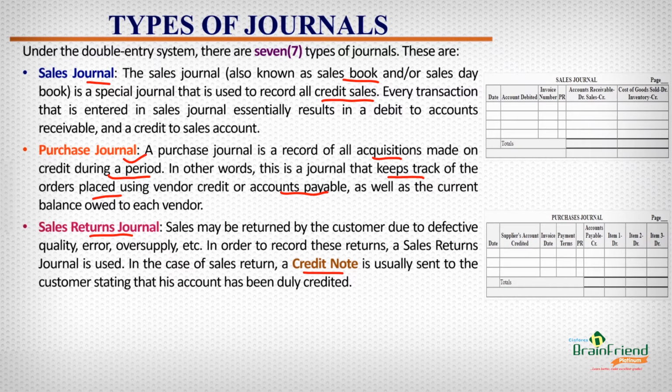And a typical example of the sales journal we talked about is this. You could see your date, the accounts debited, the invoice number, and then you also have the accounts receivable, and then you have the cost of goods sold, then you have your total. Then we also have your purchase journal, which also has the supplier's accounts credited, the invoice date, payment terms, are you paying using a check or cash? And then you have your accounts payable, the items, item 1, 2, and 3. There are various forms of this purchase journal.